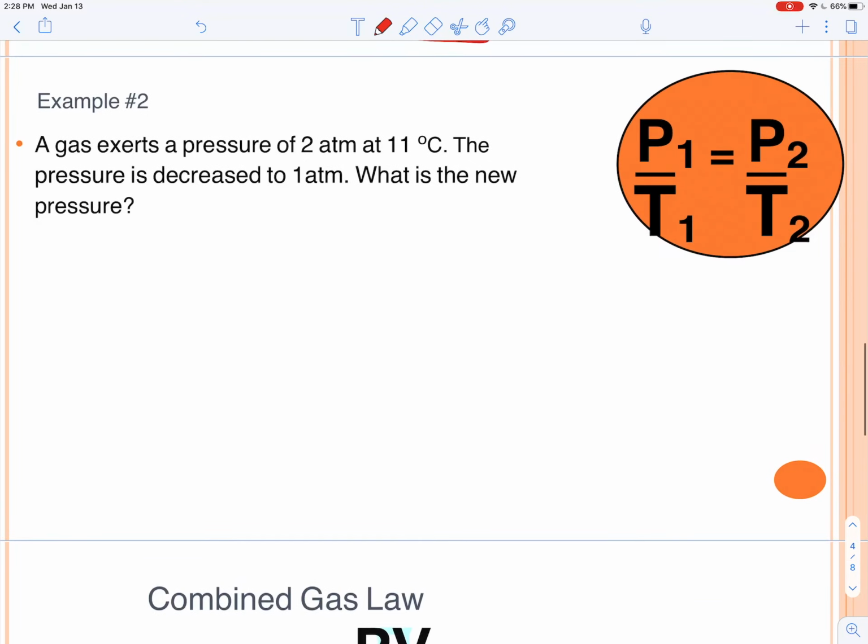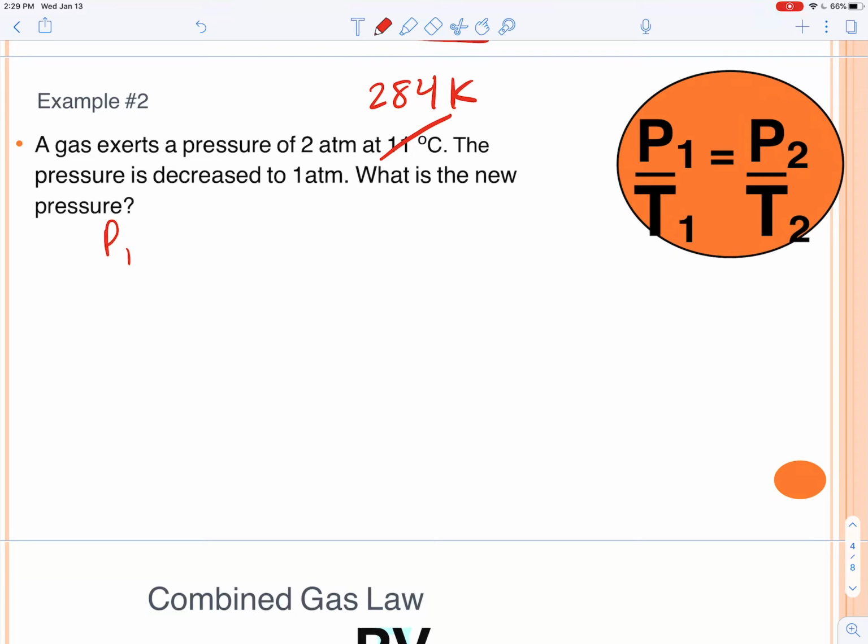Okay, another Gay-Lussac example problem. A gas exerts a pressure of 2 atmospheres at 11 Celsius. The pressure decreases to 1 atmosphere. What is the new temperature? So here the pressure is being halved. First, again, you want to add 273 to this number to get 284 Kelvin.